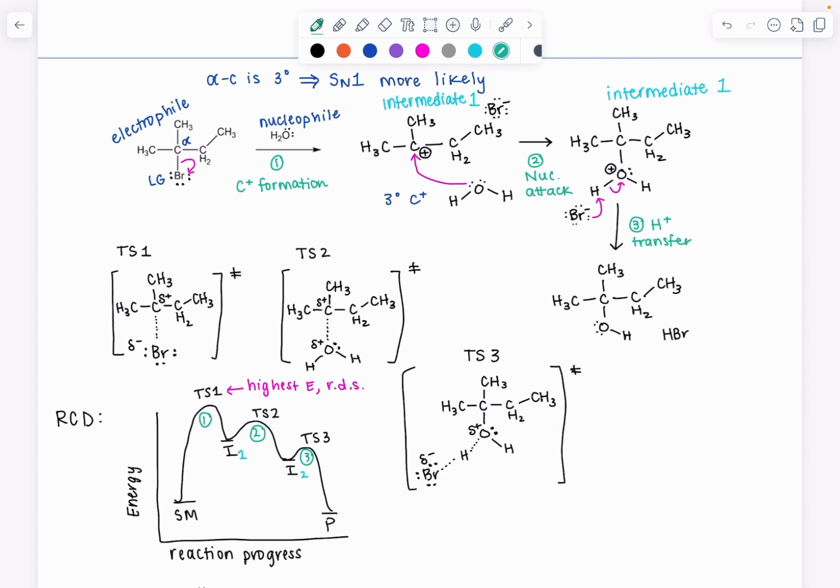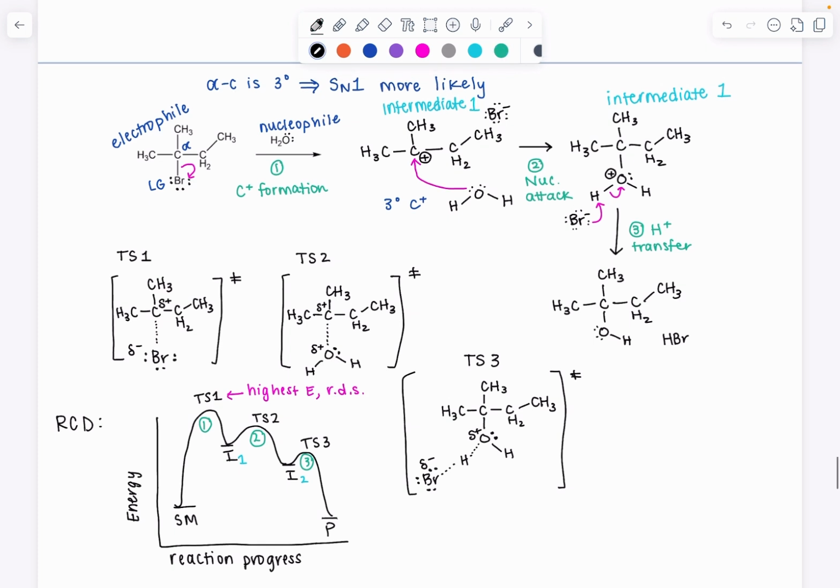Okay, I think that is everything for the reaction coordinate diagram. The last thing we need to do is propose a change. So I'll put this down here.